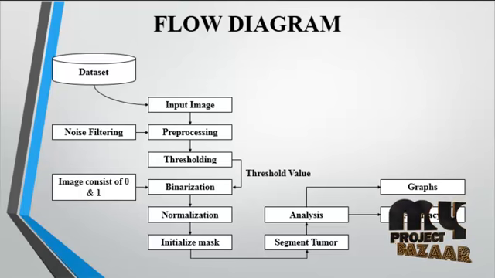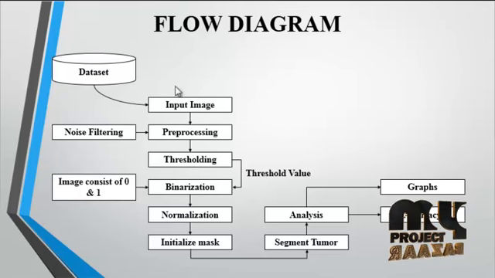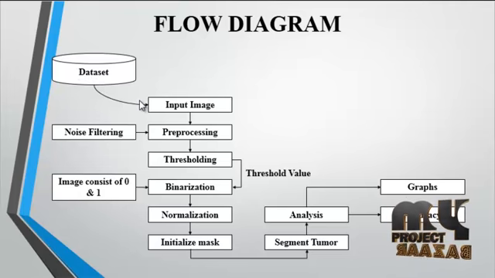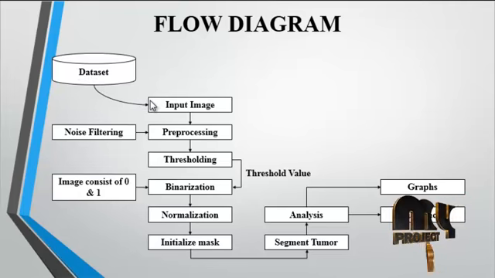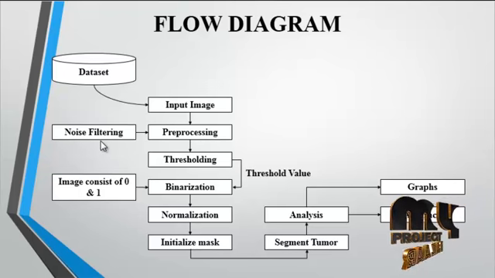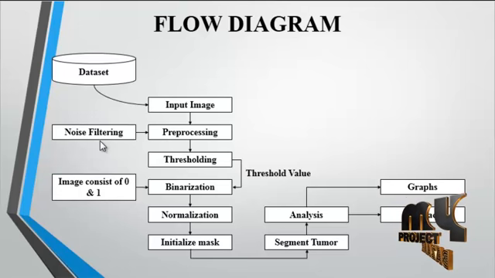Now we discuss the flow diagram for the process. At first, the input image is taken from the dataset. The dataset is a folder consisting of several images which undergo the process. After getting the input from the dataset, the pre-processing is carried out. The pre-processing is nothing but the noise filtering. Noise filtering is the process of removing the noise from the image.